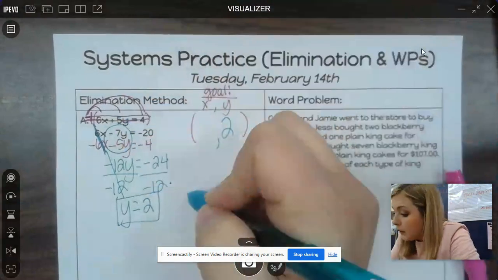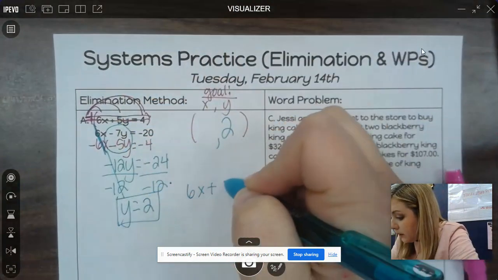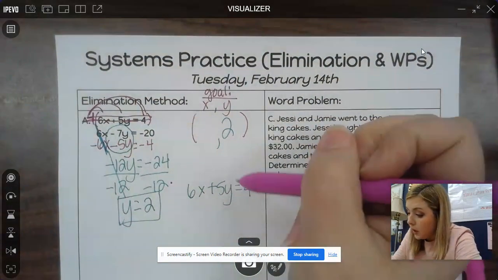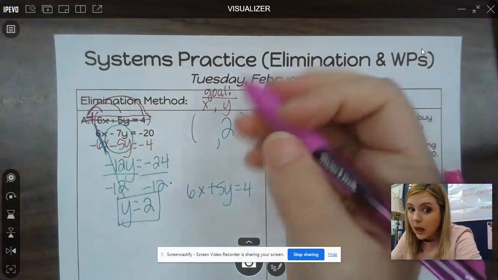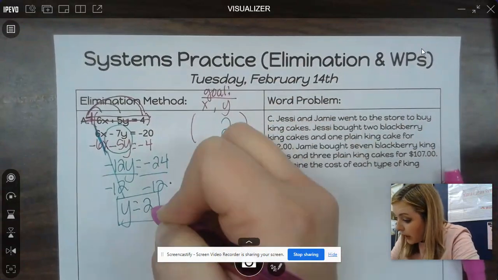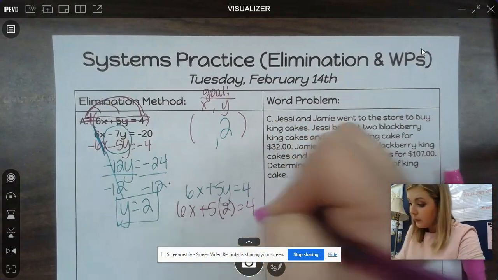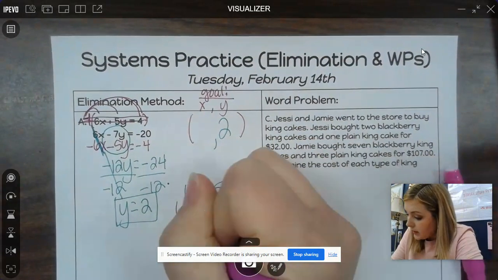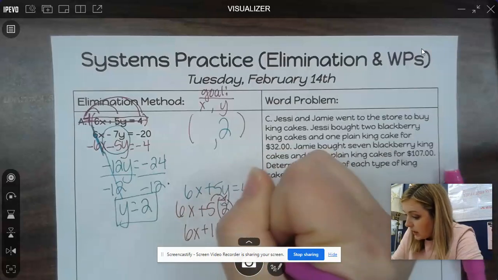I'm going to copy this first one down here. 6x plus 5y equals 4. And what I'm going to do is literally replace y with 2 so that I can solve it. So I'm going to say 6x plus 5 in the place of y. I now know the value of y is 2. And then 5 times 2 is going to be 10. So 6x plus 10 equals 4.